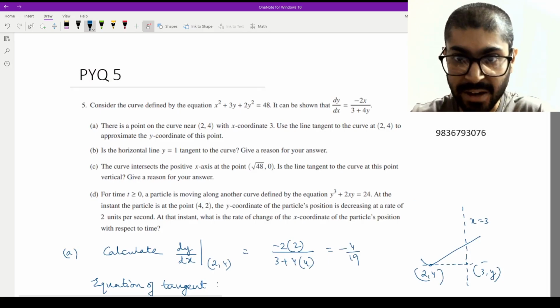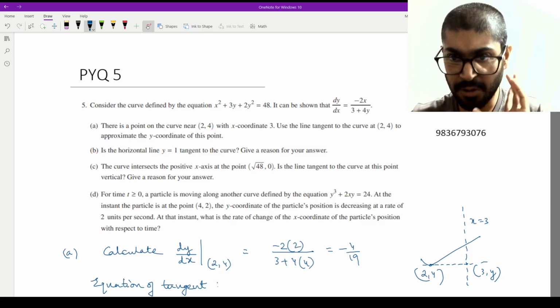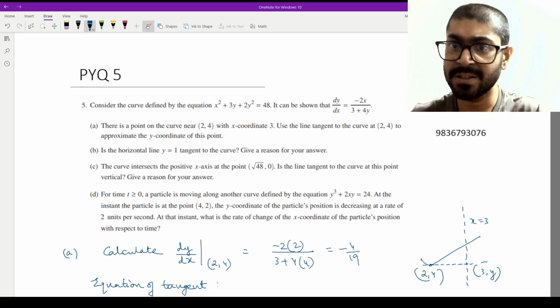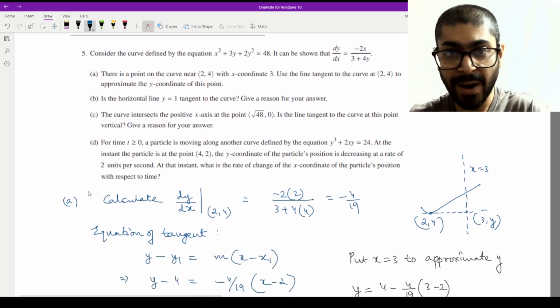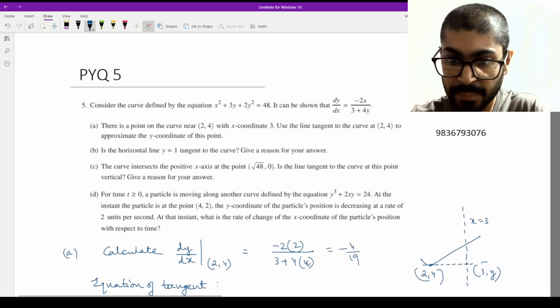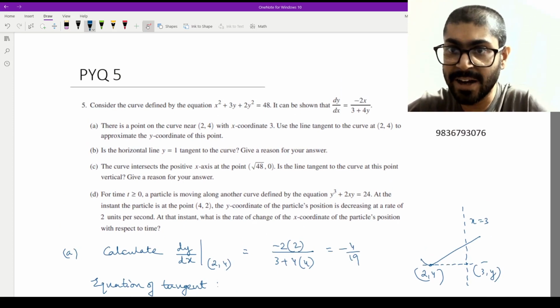You just had to check if the line tangent to the curve at this point is vertical, and the reason was also stated in one line because the denominator of the derivative was non-zero. If it is 0 then you would have accepted the answer as yes, but since it is non-zero, it's no. Alright, subpart D. Subpart D is actually relating to the concepts that have been developed in the first few subparts but uses an entirely different curve.